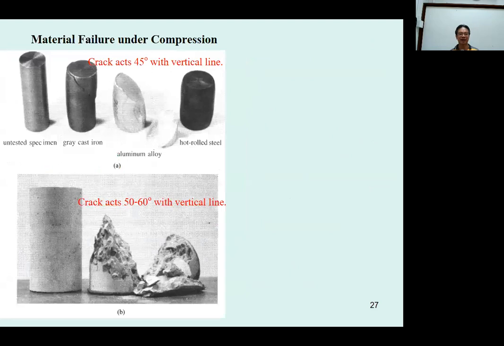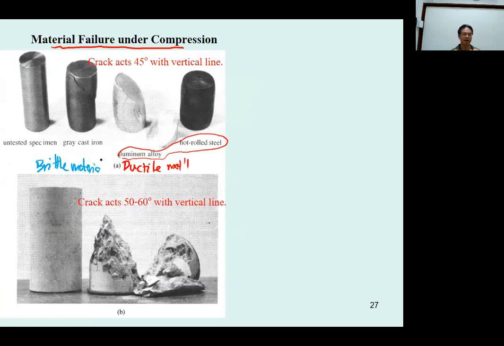Just give me an assignment. And then coming to the material failure under compression, the above is for the ductile material, for aluminum and for the hot rolled type of material. And for the other one, that is for the brittle material, we have cast iron and then we have this one for the concrete. For the ductile material, you may see this hot rolled steel has the yielding failure. And the aluminum alloy has the crack, okay? Separating the alloy into two pieces.